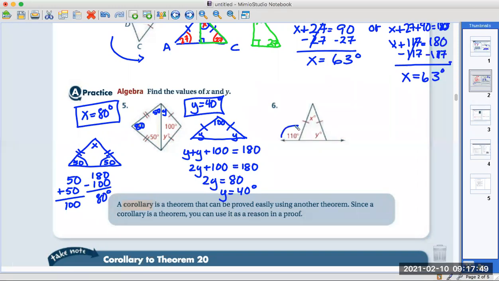This is called an exterior angle. This is your isosceles triangle, correct? So if this is your base angle Y, this has to be Y because they're equal. So whatever Y is, has to be the same here. So this is a linear pair. Linear pair. And the sum is always 180. So 110 plus Y is 180. And then subtract 110. Y equals 70. So these are 70.